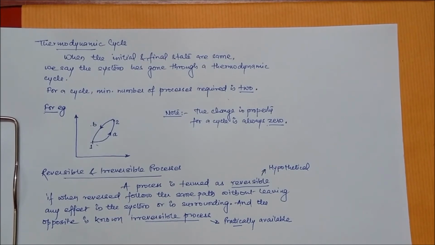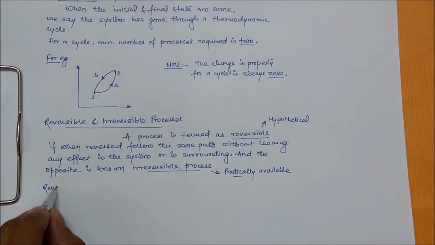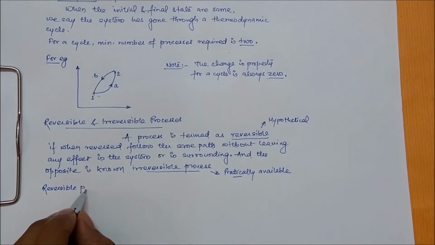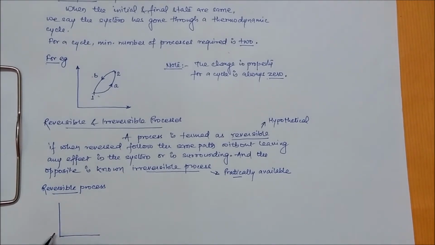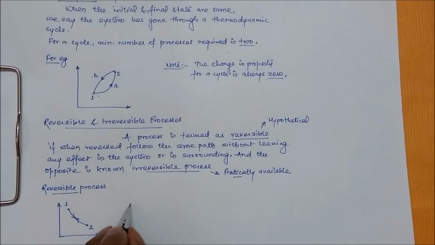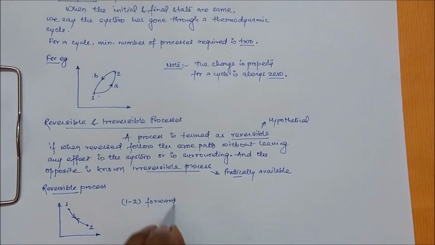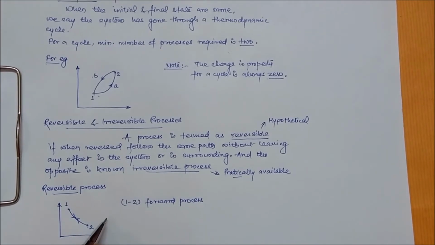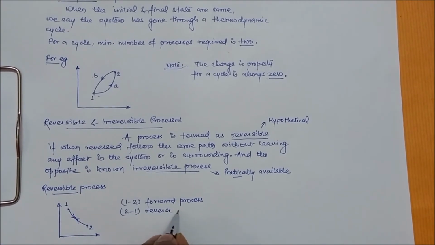Let's give an example of a reversible process and an irreversible process. First of all, a reversible process. Again, it can be any property space. It is state 2 and it is state 1. Let the process 1 to 2 be the forward process and 2 to 1 be the reverse process.